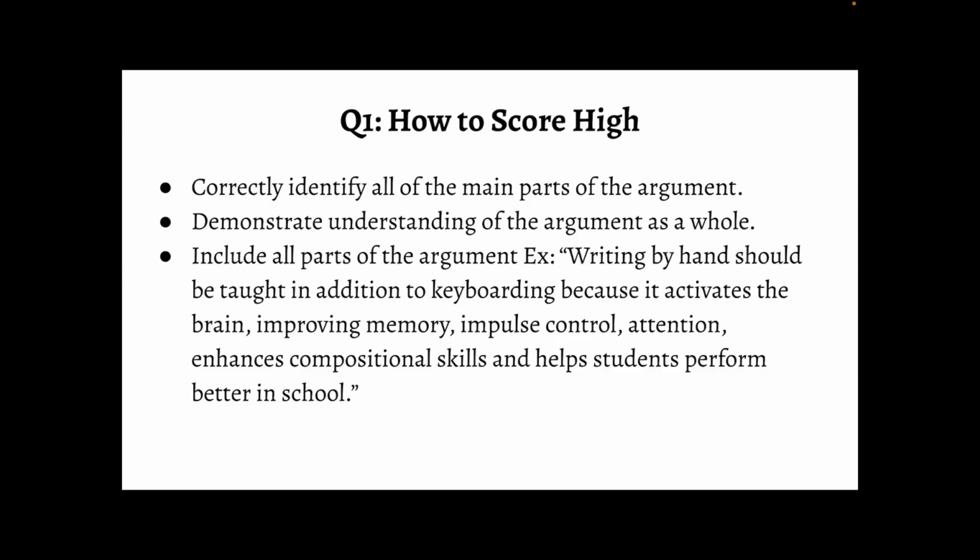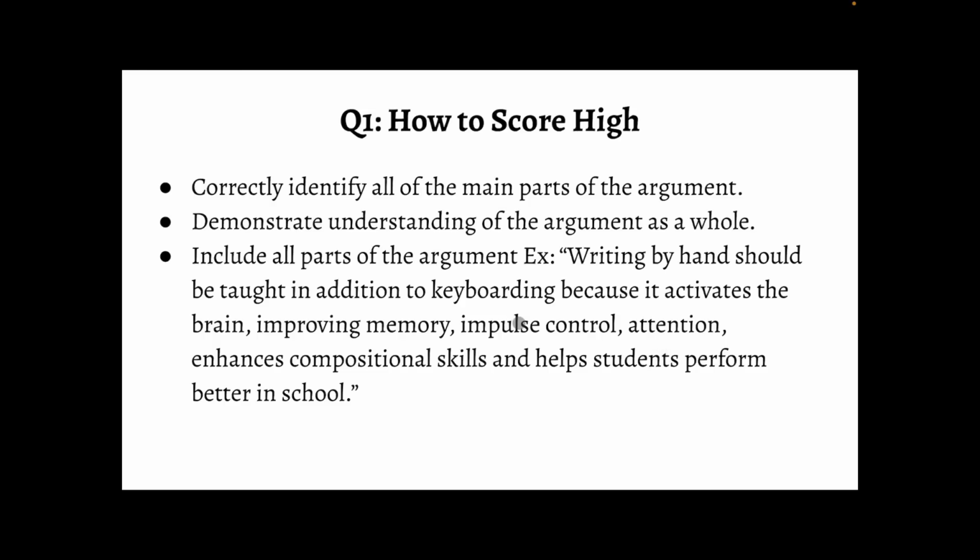Question 1, how to score high. To score high, you want to correctly identify all of the main parts of the argument. You want to demonstrate understanding of the argument as a whole, and you want to include all parts of the argument. Like as an example, writing by hand should be taught in addition to keyboarding because it activates the brain, improving memory, impulse control, attention, and enhances compositional skills and helps students perform better in school. As you can see through the example, it's not too long. It's 1 sentence, but this is how you get a perfect score.